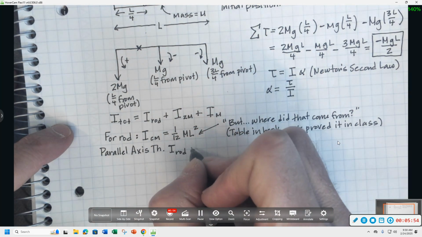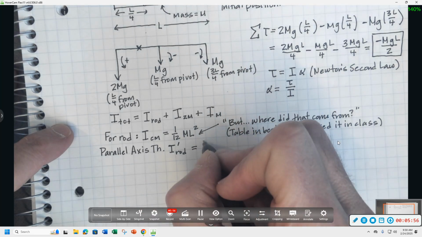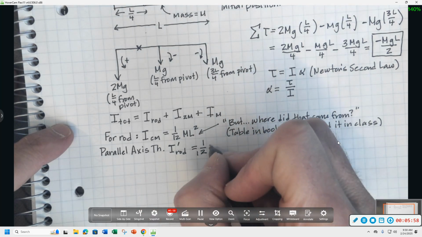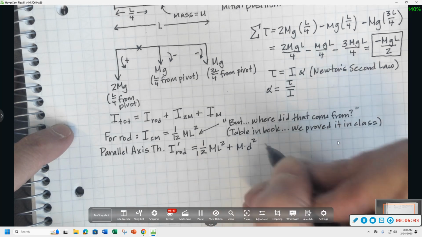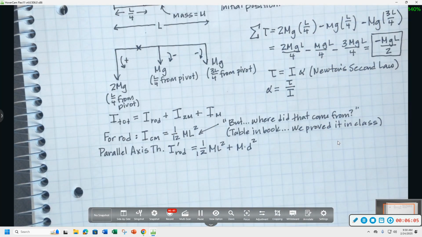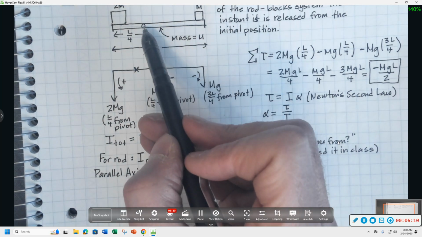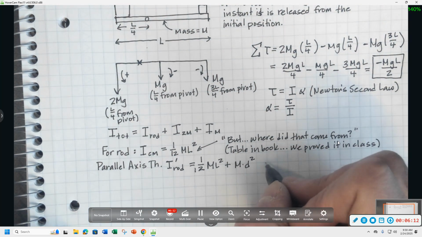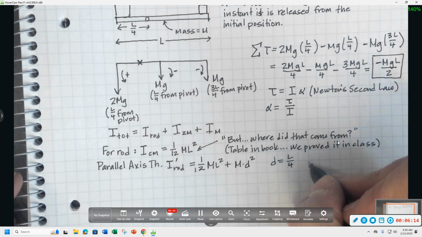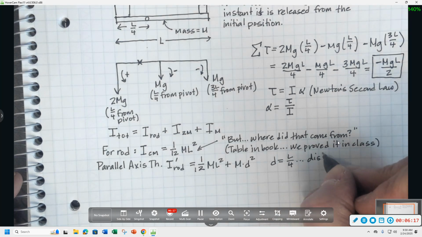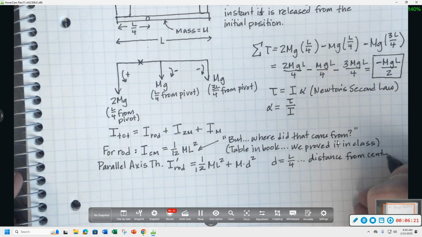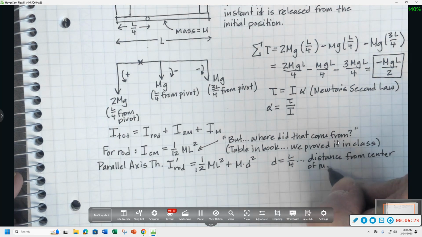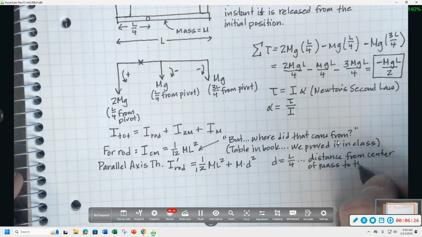Okay? We're going to have this 1/12 ml squared, plus we're going to take the mass times the distance squared. How far are we away from the center of mass up here? L over 4. Okay? So D is L over 4. That's the distance from the center of mass to the pivot.